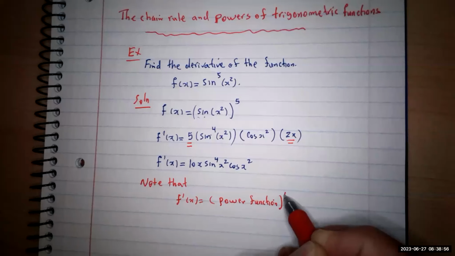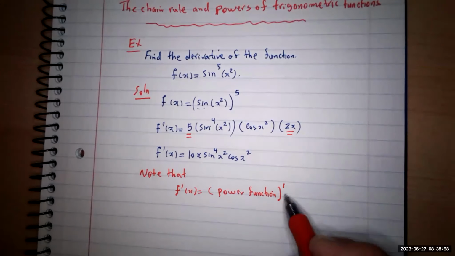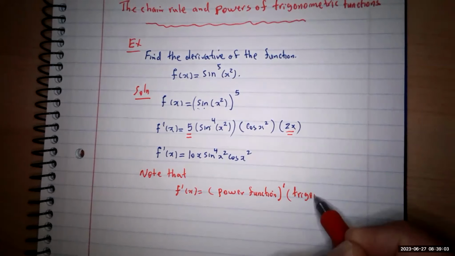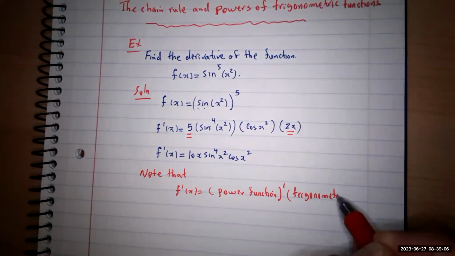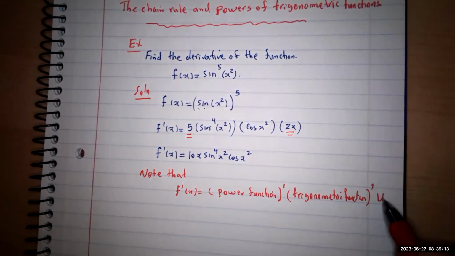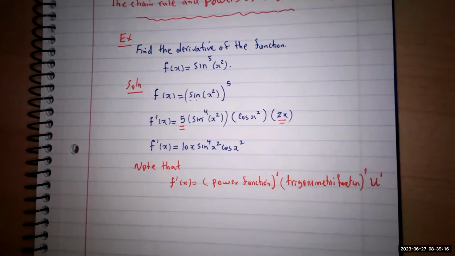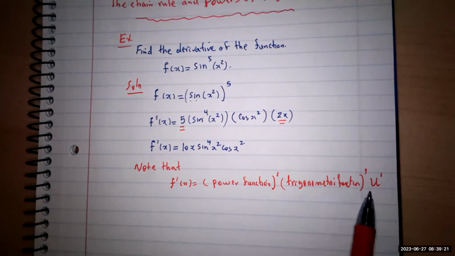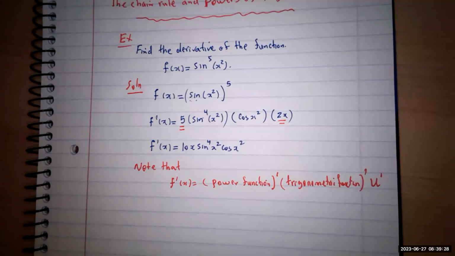So you bring the power down. Then you multiply it by the derivative of the trigonometric function. And at the end, you do u prime, the derivative of the inside function. Power function, trig function, inside function. That gives you the formula that you're going to have. Okay, so officially, we can give you the formula.